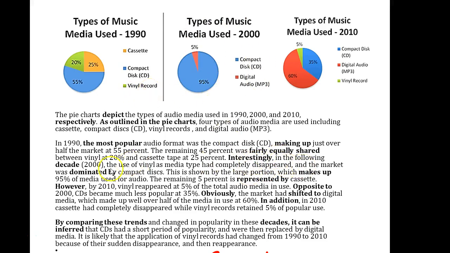Alright? And the market was dominated by, so here again, the most popular in that period, again we express that by using the phrase dominated by compact discs. So the most popular in this period is the CD, 95%. We have to report the percentage as well. This is shown by the large portion, which makes up 95% of media used for audio.